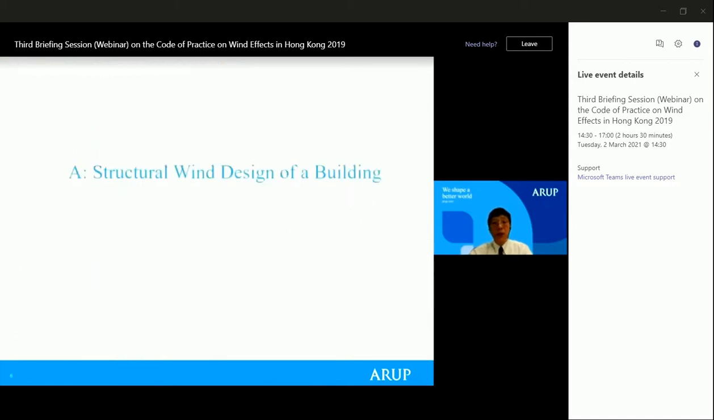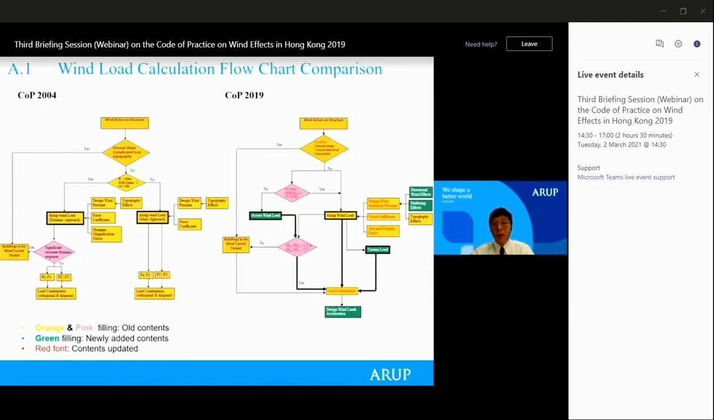Now we go into the major wind design of the building. To start, we have a comparison of the flow chart between the two codes. On the left-hand side is the same workflow based on the 2019 format. And you can see they are very similar. Within that, the orange and pink components are the old contents. The green are newly added contents. The red fonts within the boxes are the content being updated.